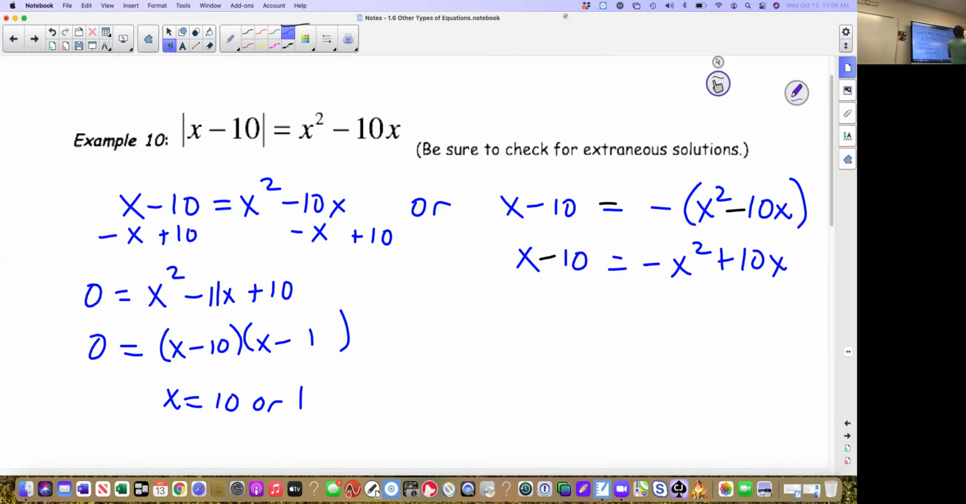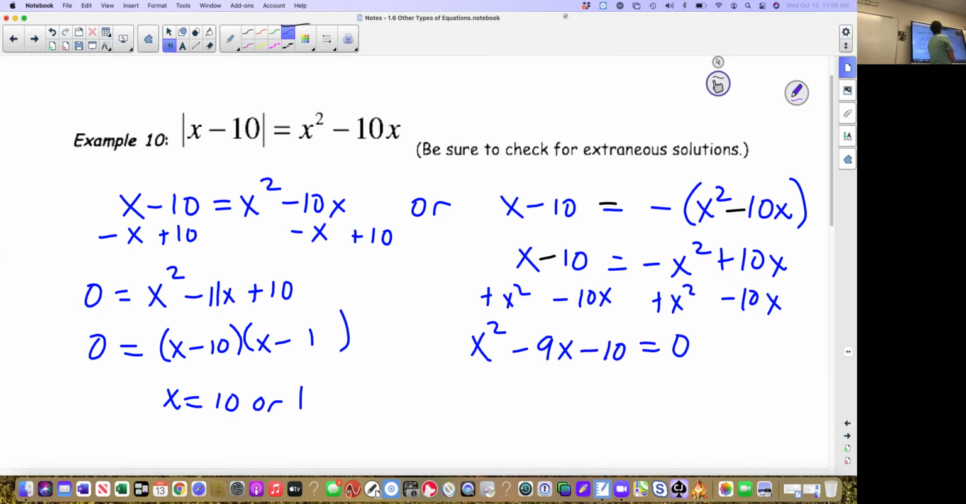This one again, you'll want everything on one side. You want to multiply by -1, or I'm gonna just bring that over so I don't have to multiply by -1. So I'll add x squared and subtract 10x. So you have x squared minus 10 is equal to 0.